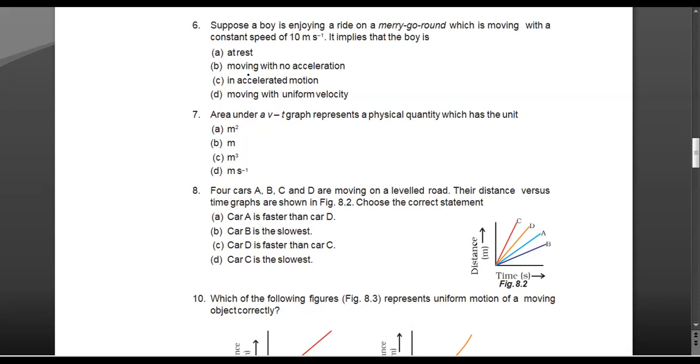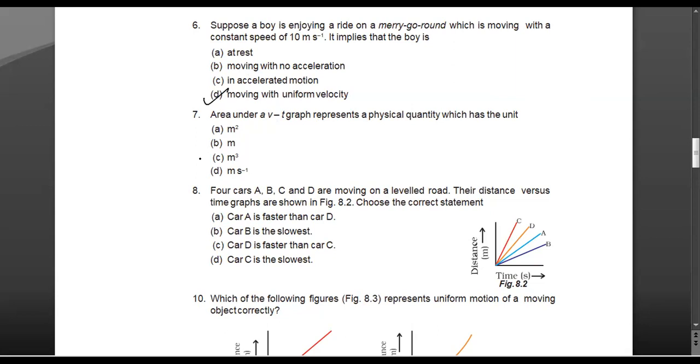D. Okay, we can say that D is the correct option. So here we can write D is the correct option. Okay. Area under VT graph represents which physical quantity?